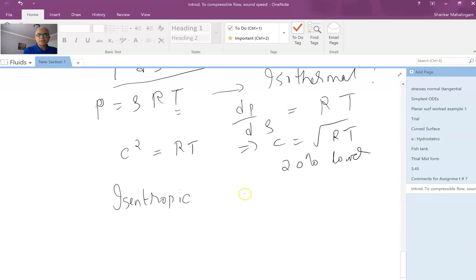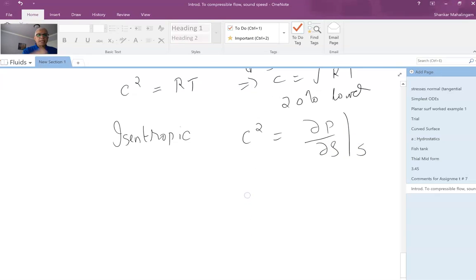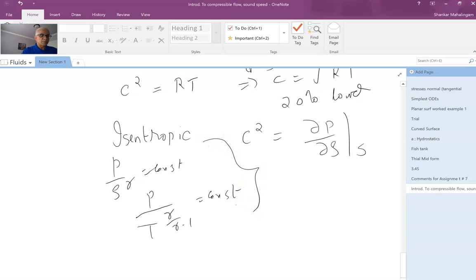in which case we know that C squared is dP d rho. Now I can write dP d rho as the partial of P with respect to rho at constant s, right? Because it's an isentropic process. And with the equations that we have for an ideal gas, P over rho raised to gamma is a constant, or P over T raised to gamma over gamma minus 1 is a constant. These are results for an isentropic process.